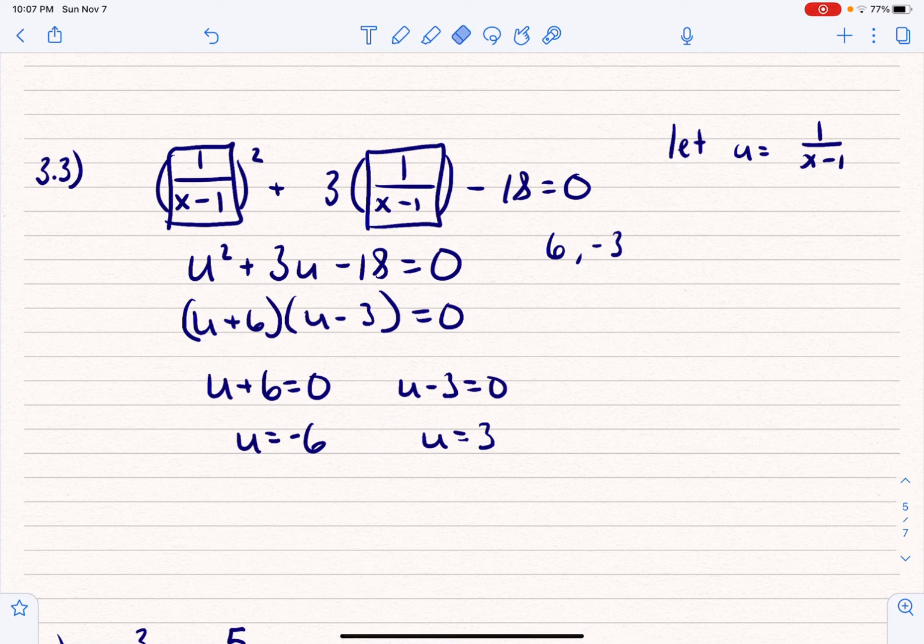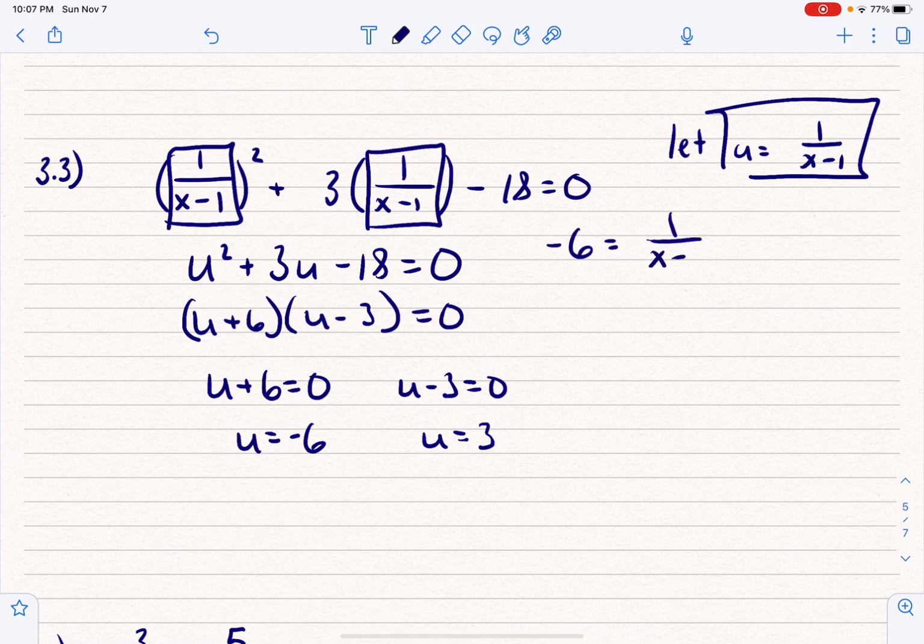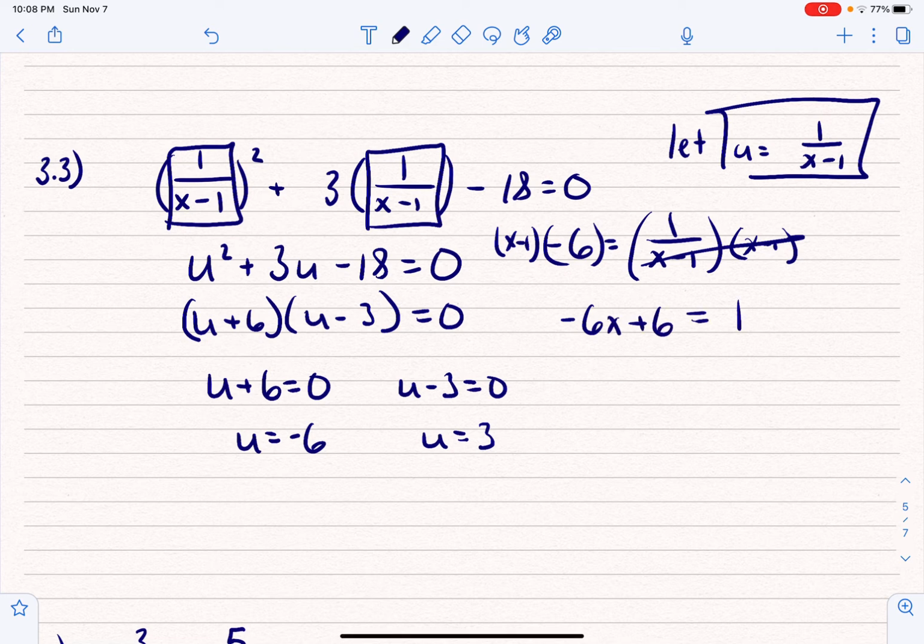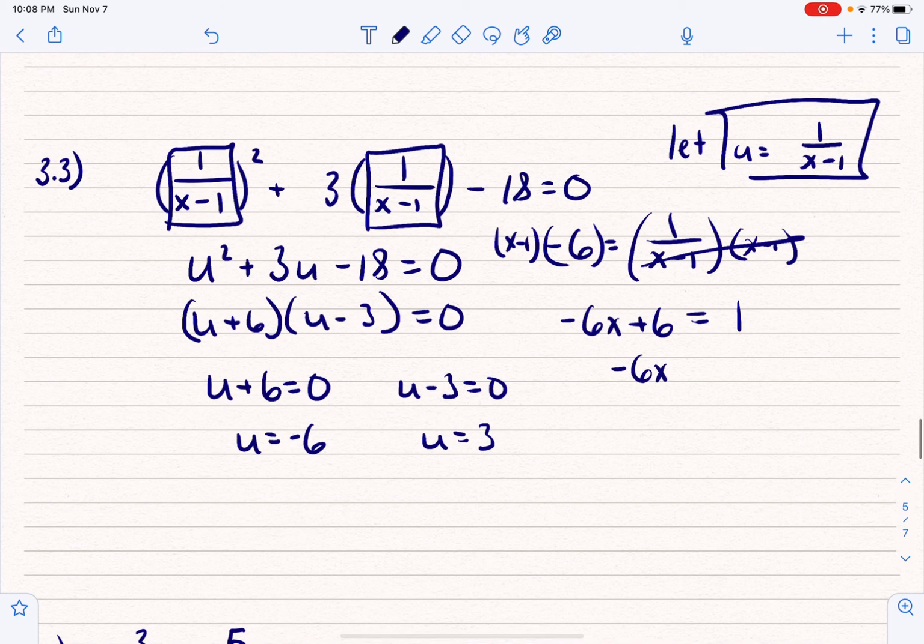Now we're going to take those solutions and plug back in, kind of resubstitute. So we say negative 6 is equal to 1 over x minus 1. Now to get that variable out of the denominator, we're going to multiply both sides by x minus 1. These cancel out, and over here we'd have to distribute. We get negative 6x plus 6 is equal to 1. Subtract 6 from both sides, we get negative 6x is equal to negative 5. Divide both sides by negative 6, and we would get x is equal to 5/6. So that's one of our solutions.